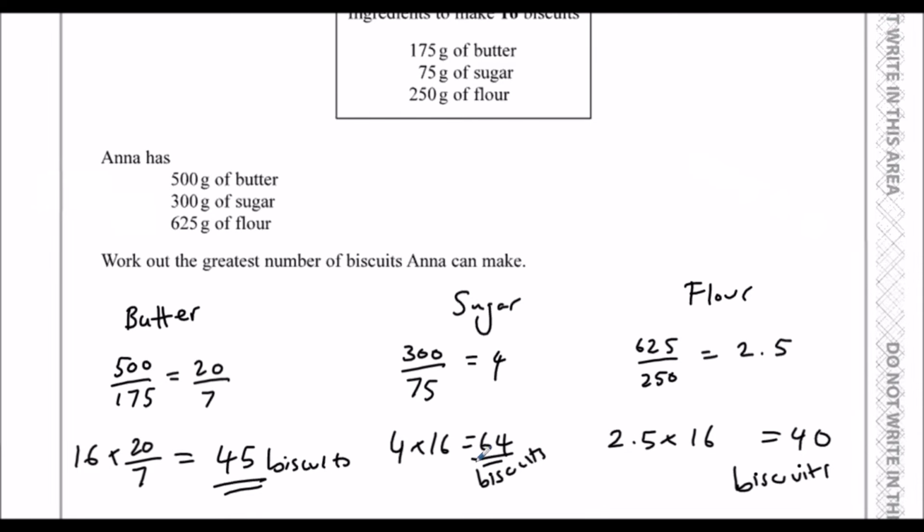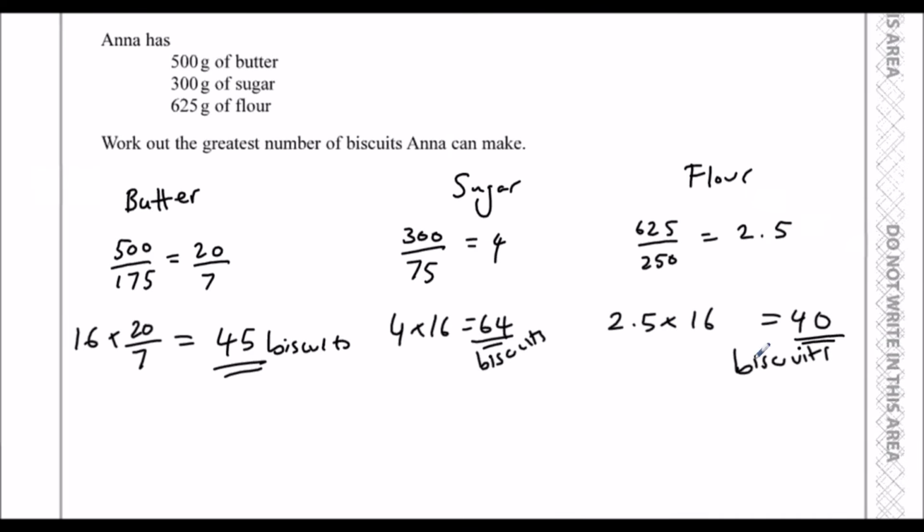So we've got 45, 64 and 40. So how many biscuits can she make? Well, she's only got enough flour for 40 biscuits. So that's how many she can make with the ingredients that she has.